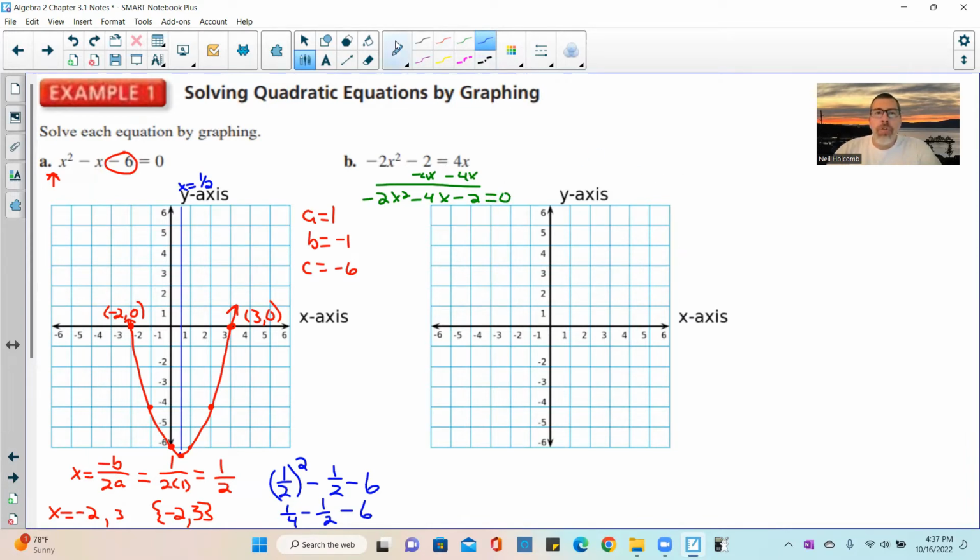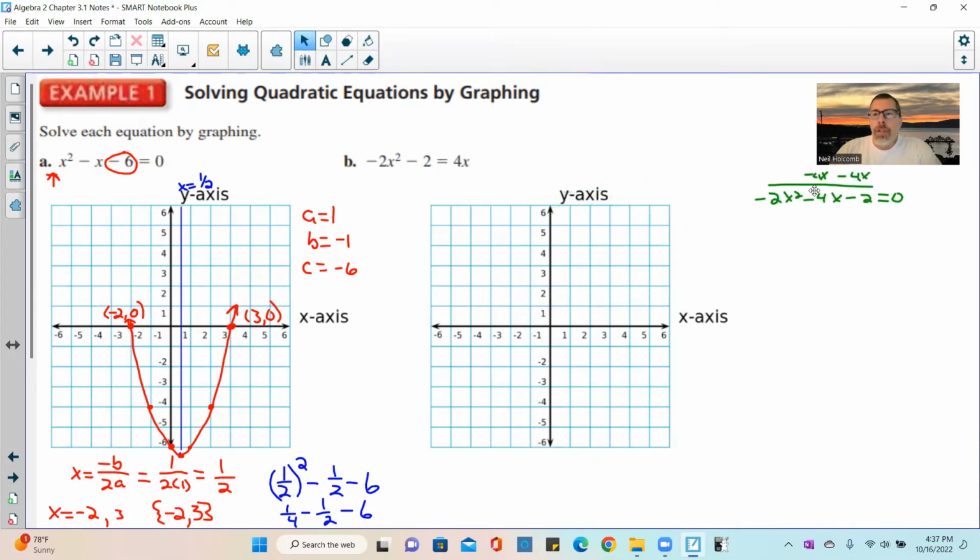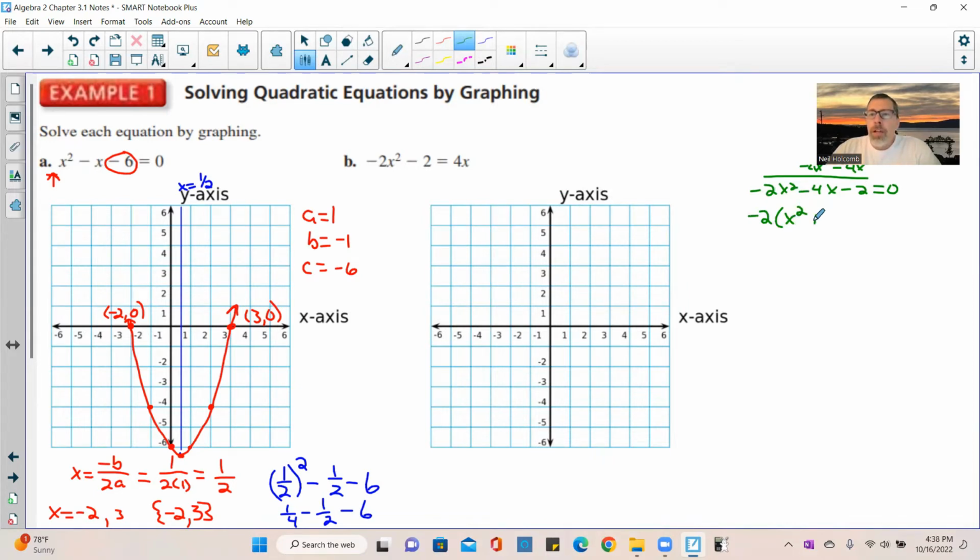So now I'm going to bring that over here just so I can keep writing. I'll drag this over here. Negative 2x squared minus 4x minus 2. Now, before we do anything else, always check to see if there's something you can factor out. Common term in all three, and in this case, it would be negative 2. So if it's negative 2 times x squared plus 2x plus 1 equals 0.